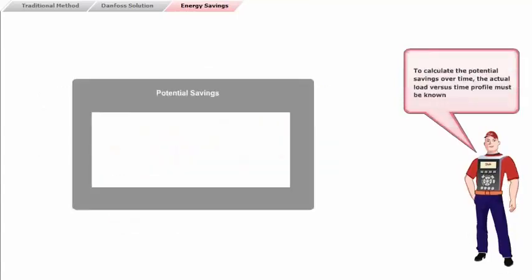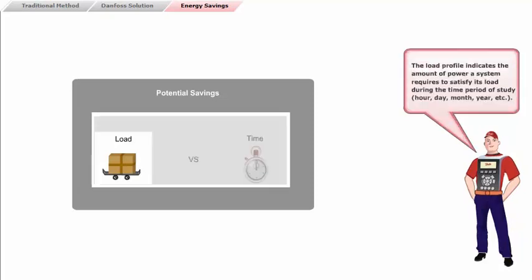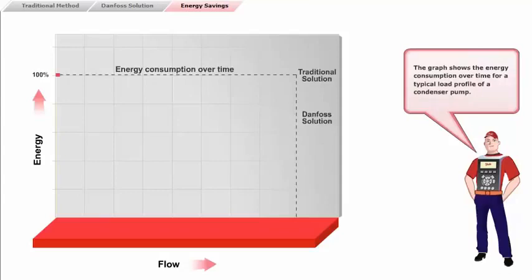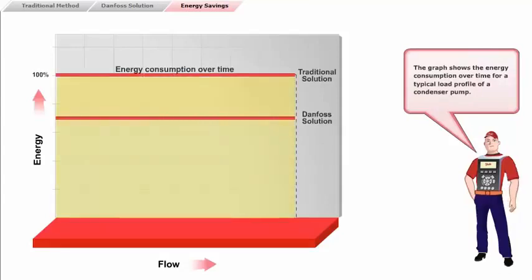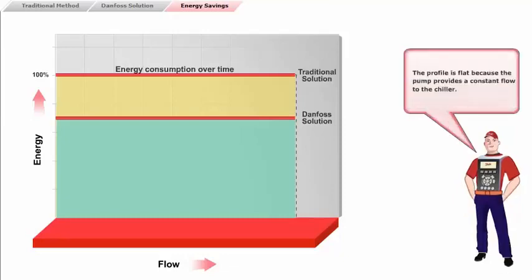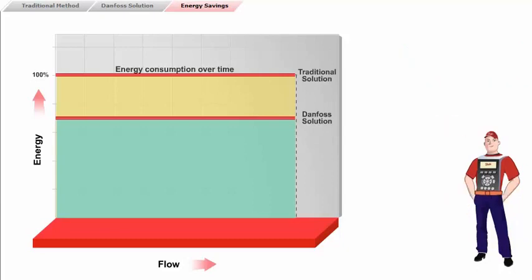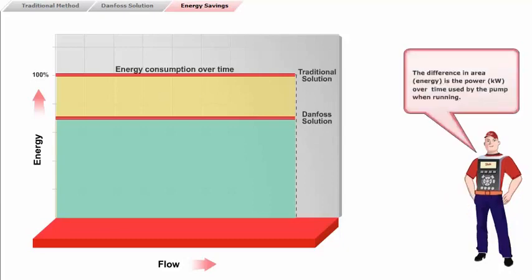To calculate the potential savings over time, the actual load versus time profile must be known. The load profile indicates the amount of power a system requires to satisfy its load during the time period of study. The graph shows the energy consumption over time for a typical load profile of a condenser pump. The profile is flat because the pump provides a constant flow to the chiller. The difference in area is the power over time used by the pump when running.